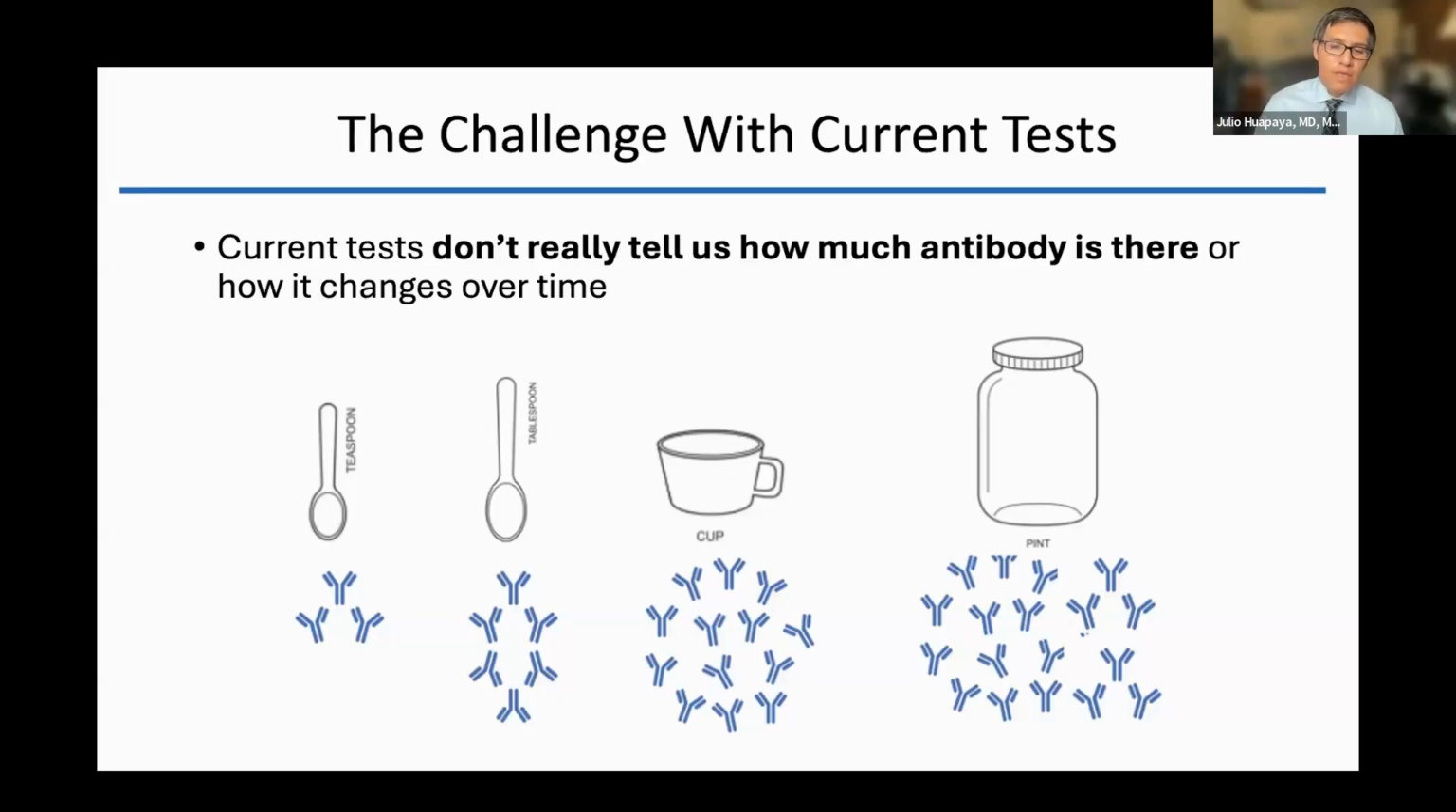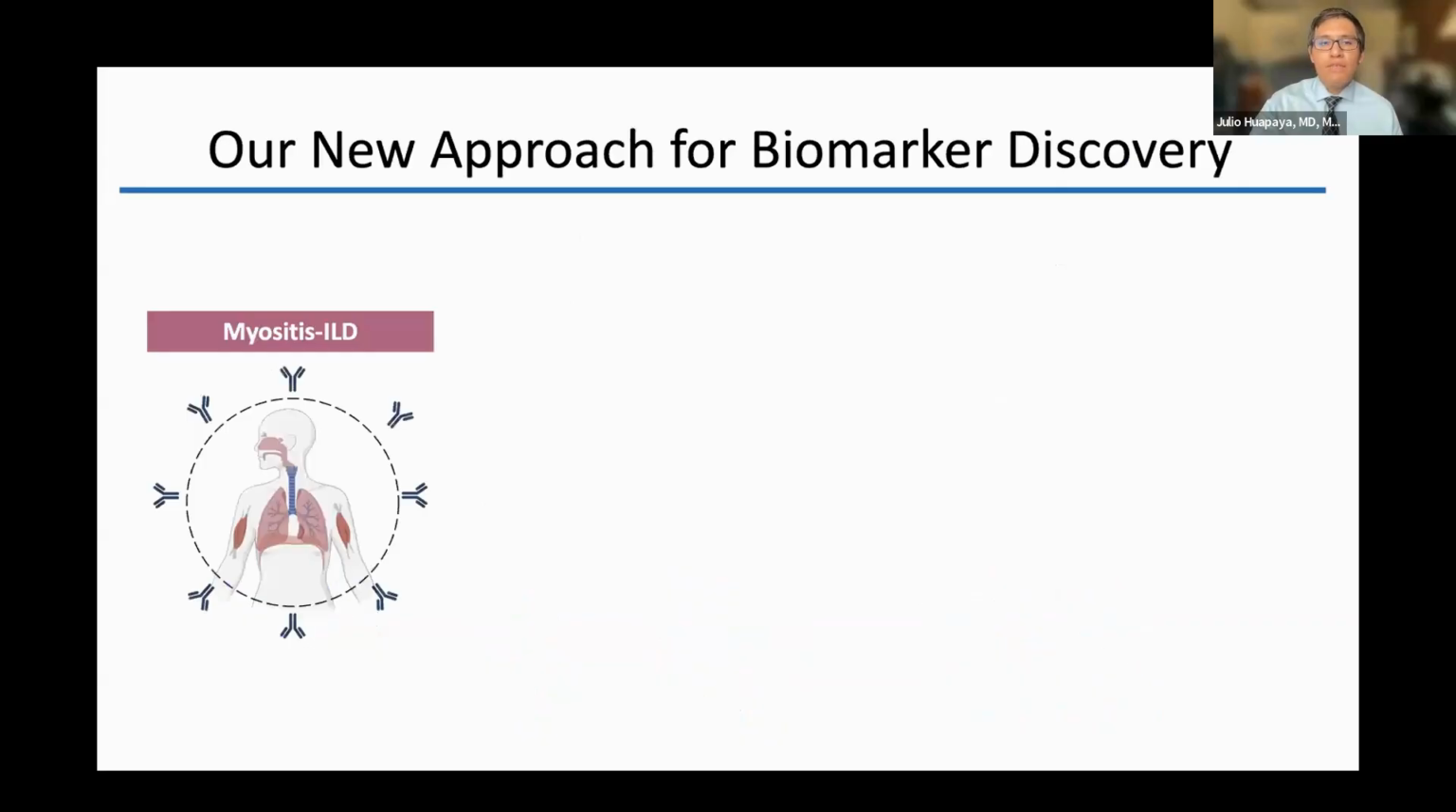The reason for that is because until recently, we just thought that they were markers of disease, but we didn't know how important they may be. Just to give you an idea, think in terms of amounts: a little bit of antibodies, like a teaspoon, a tablespoon with a lot more, or a cup or a pint. You can imagine that the more antibodies you have, the more immune response you may have, and maybe this could correlate with markers of disease activity or treatment response. But the biggest limitation has been testing. How do we accurately quantify this?